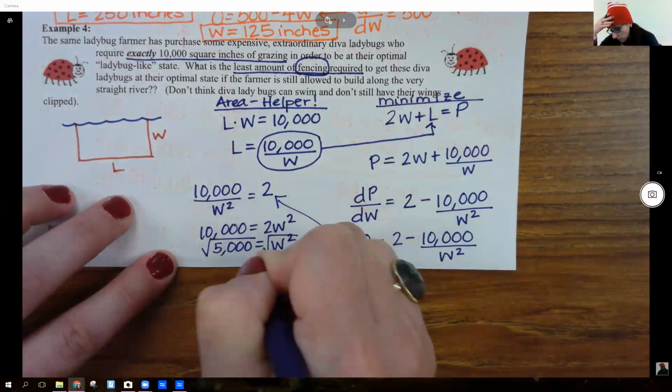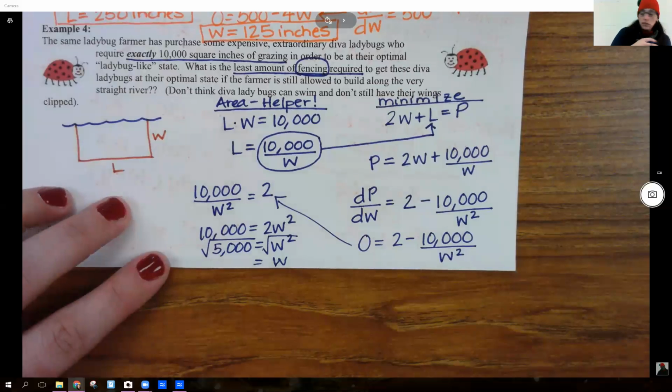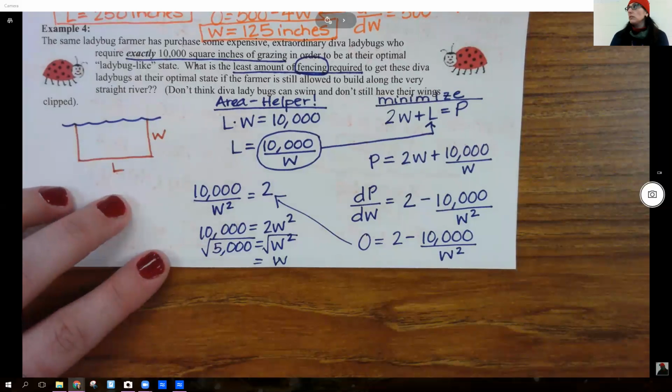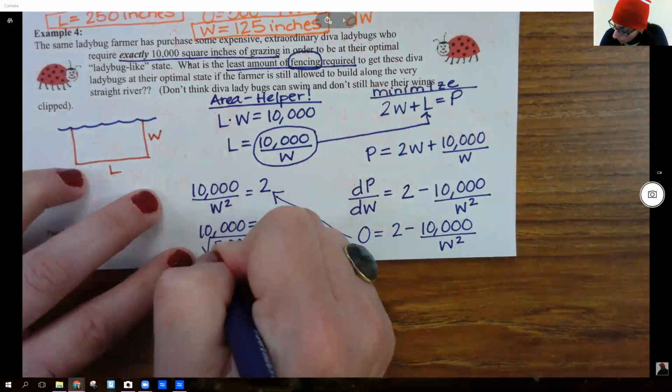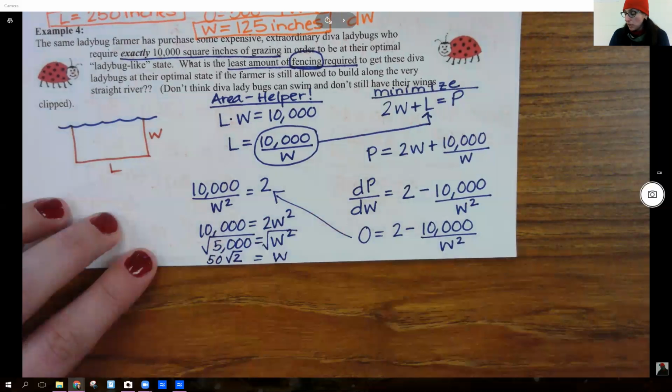W will be 50 root 2. I don't have my calculator. 50 root 2. 50 times 50 is 2,500 times 2. Yeah, I think that's right. 50 root 2. And that is going to be in inches.